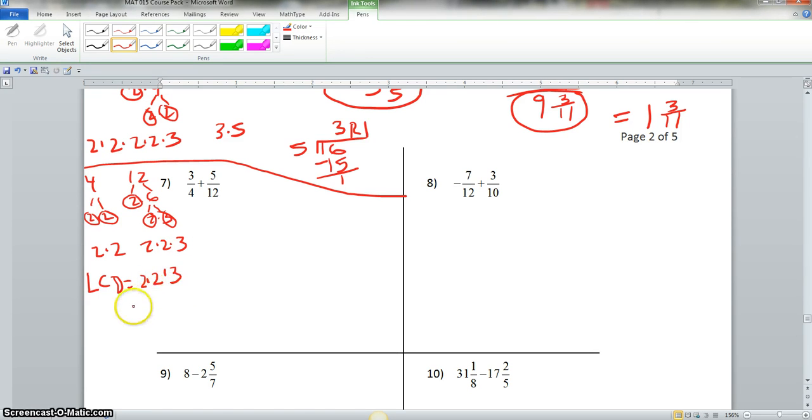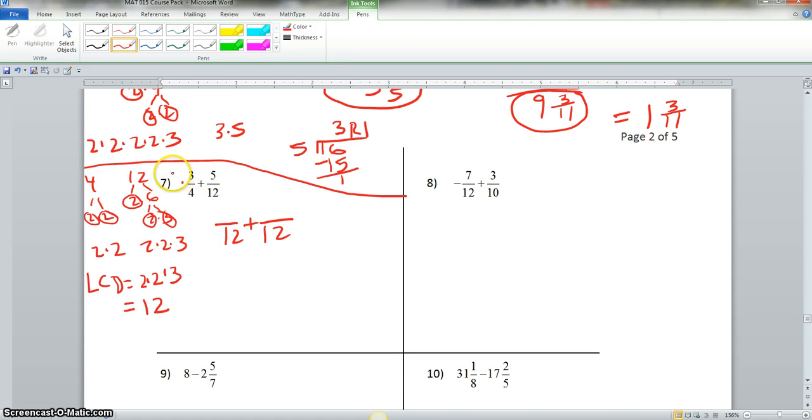Now we have to multiply this. 2 times 2 is 4 times 3 is 12. So now our common denominator is 12. So we'll write down our new common denominators. We would take the new denominator divided by the old denominator. 12 divided by 4 is 3.